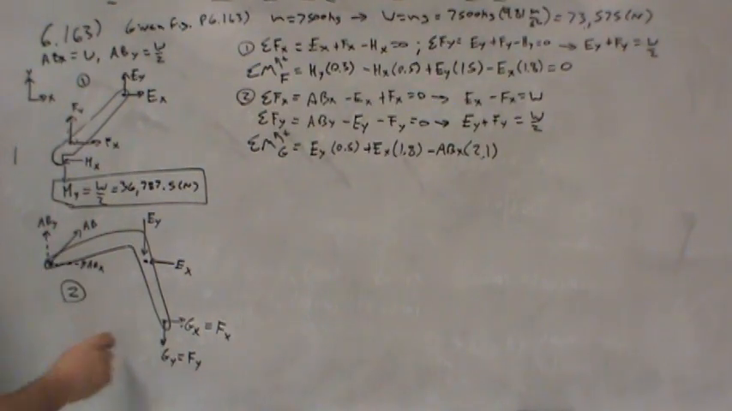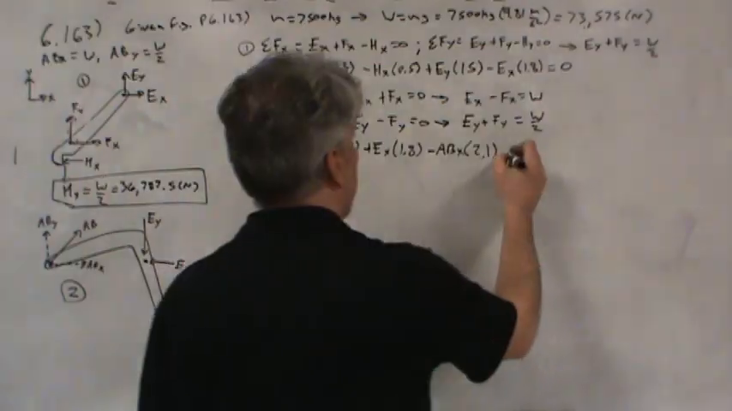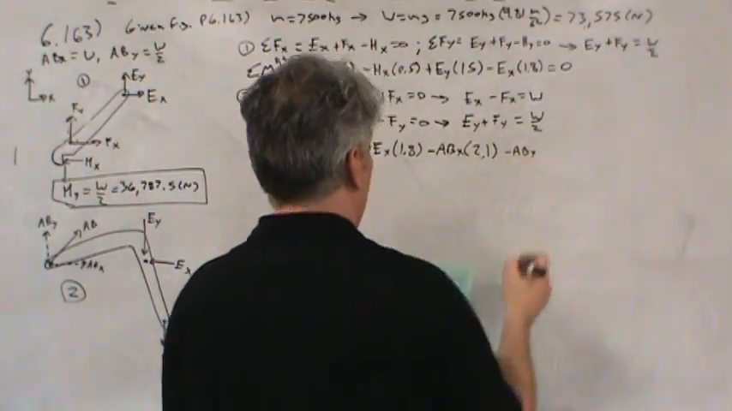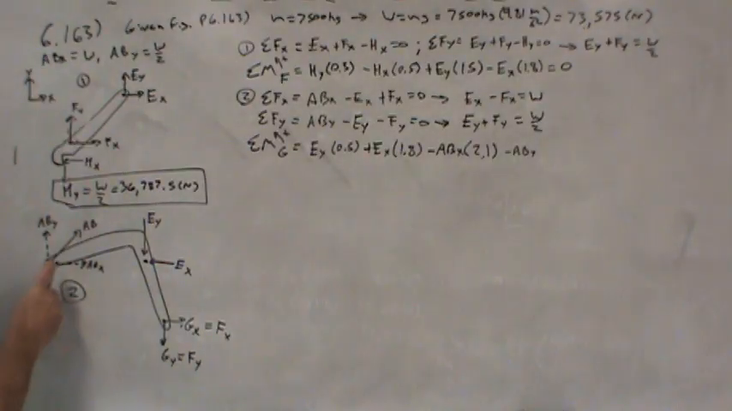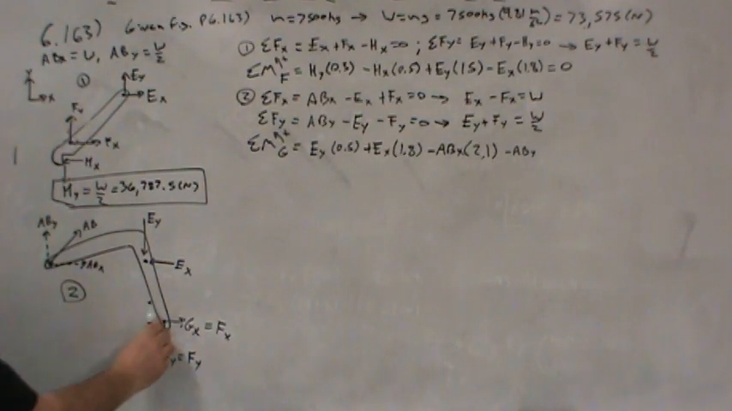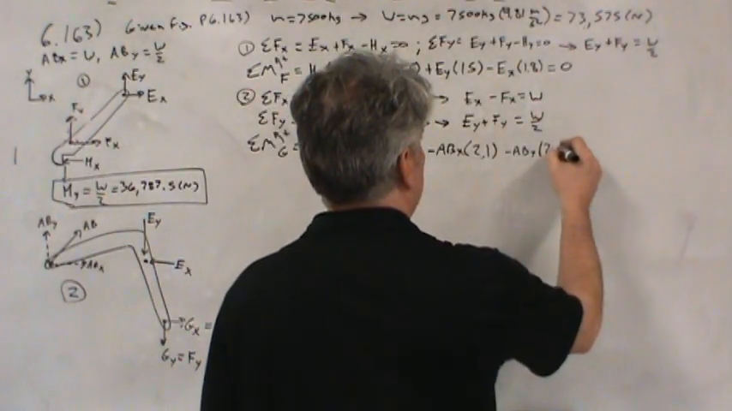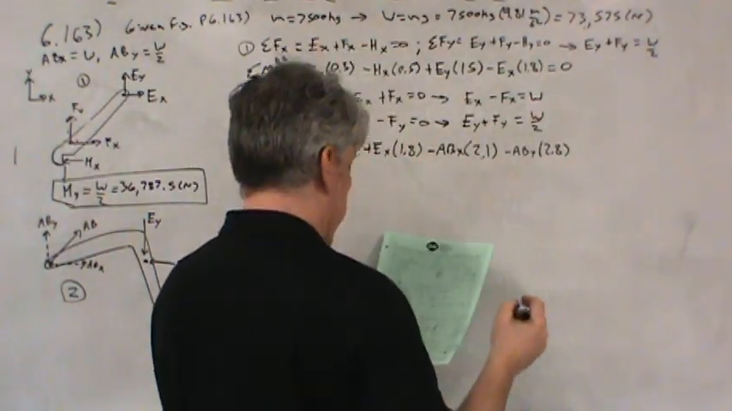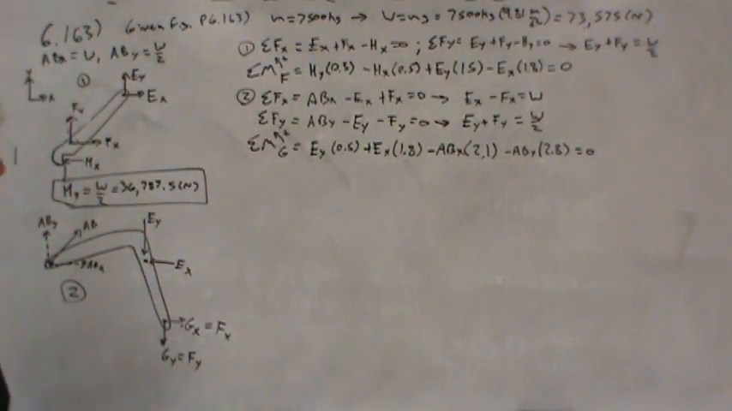ABY about G causes a negative moment as well, so minus ABY multiplied by, well, ABY will need the horizontal distance between B and G. And that horizontal distance, again, adding some together, I think, if I remember right, is 2.8 meters. This comes out to 0. So now we've got 6 equations and 5 unknowns. Now, it's a bit unwieldy.